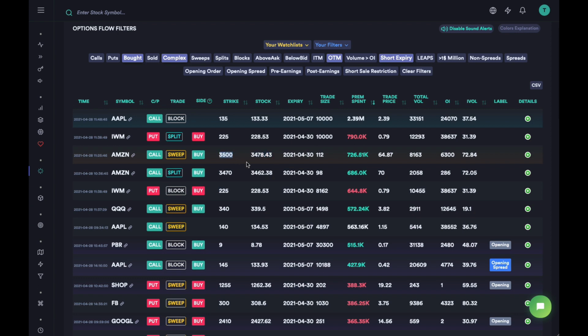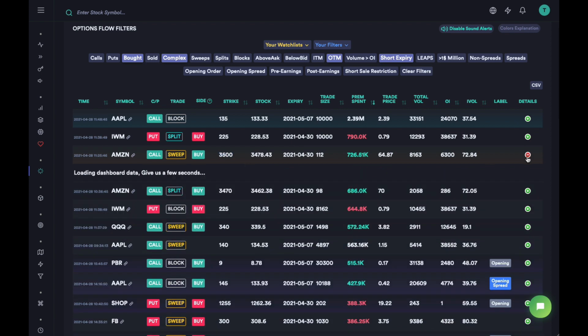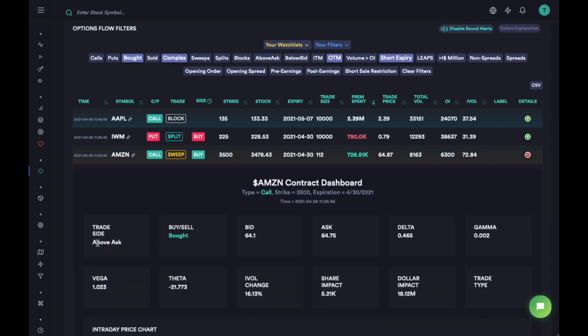Otherwise their 700k are going to be meaningless, and they wouldn't spend 700k on a meaningless trade if they were not sure that the price was going to go above 3500. And if you click on the details button, you'll actually see that this is bought above ask. So now this shows urgency as well. They're spending a lot of money and they were willing to pay for an amount that was larger than the ask price. Now these are all the signals that we're getting based on this flow.